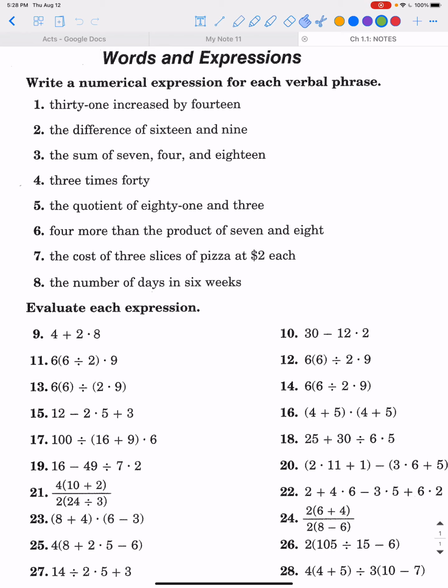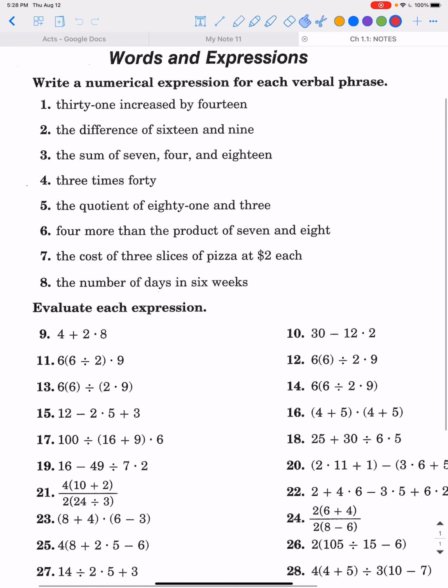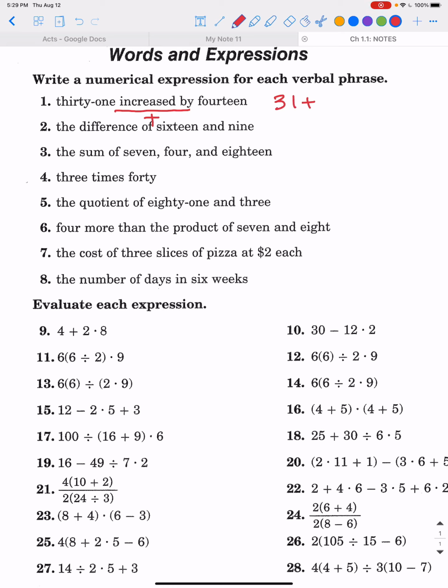So for number one, I'm not going to do all 8 of these here in this first section. I'm just going to pick out a couple that I did in class on the board. So for the example, number 1, 31 increased by 14. If you look at that chart, increased by is one of the addition words, right? So that means it's 31 increased by 14, or 31 plus 14.